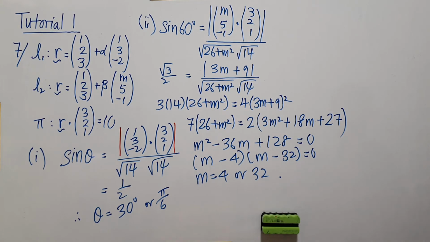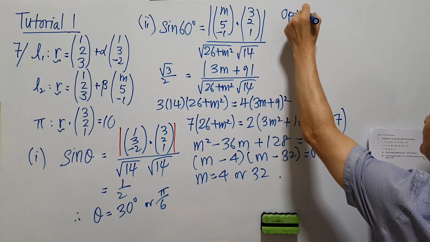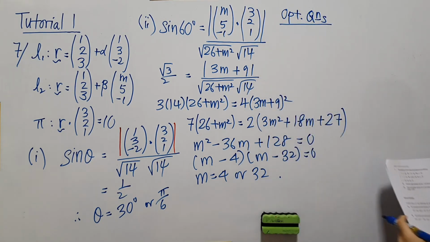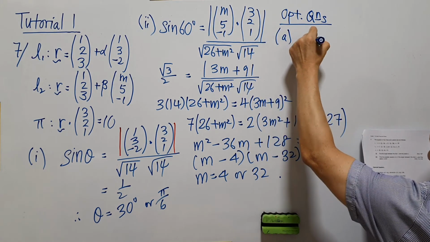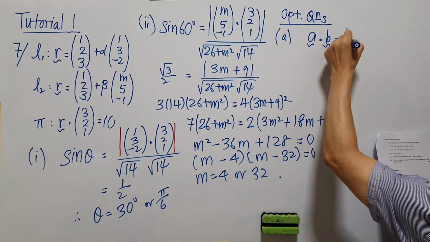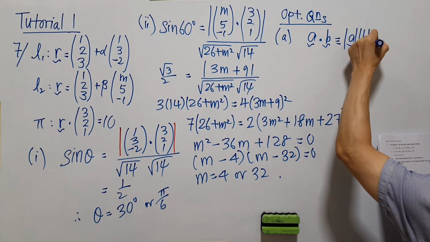Now onto the optional questions. Part A. In part A, you're asked to consider the dot product. If you have a vector A dotted with a vector B, by definition it is magnitude A, magnitude B, cos theta.